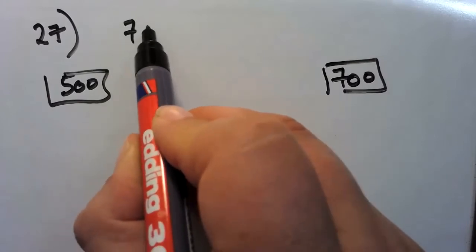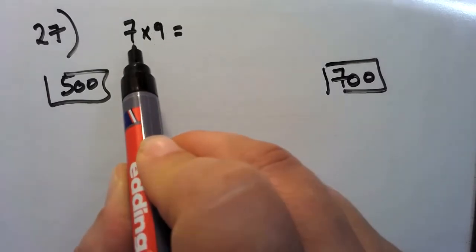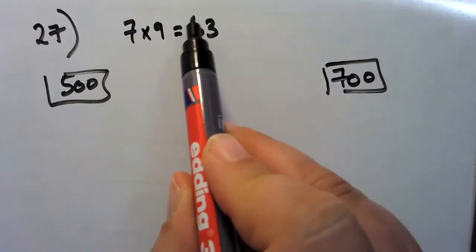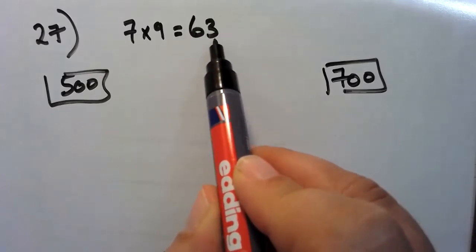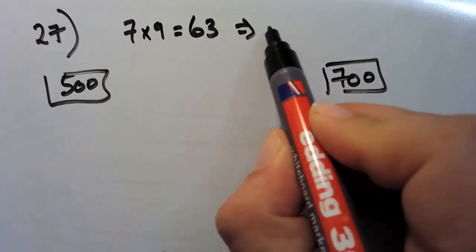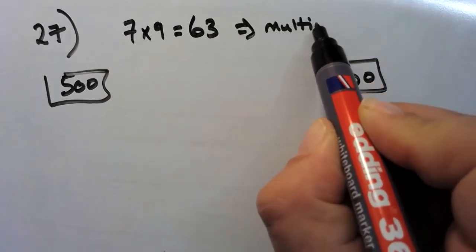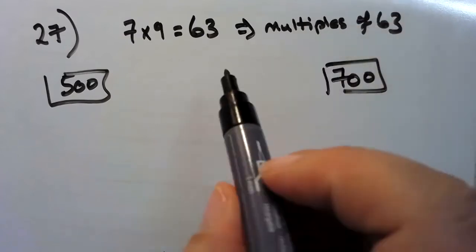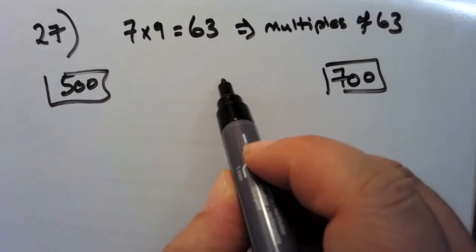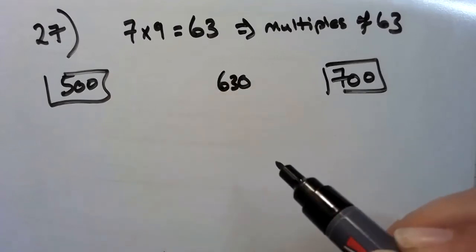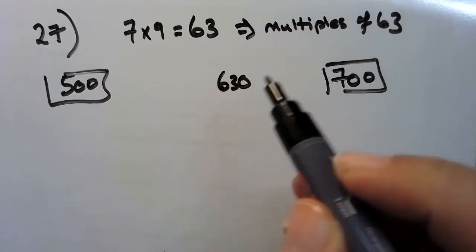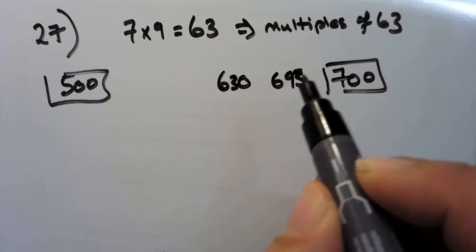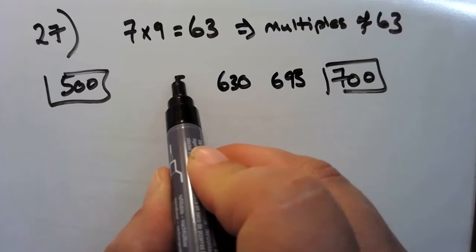We know that 7 multiplied by 9 is 63. If something's in the 7 times table and the 9 times table, then it also has to be in the 63 times table. So we're looking at multiples of 63. I know one multiple of 63 is 630. And from there, I can add 63, and then I can subtract 63.